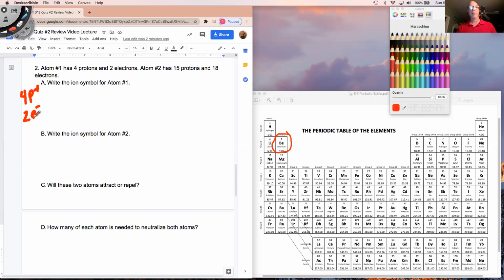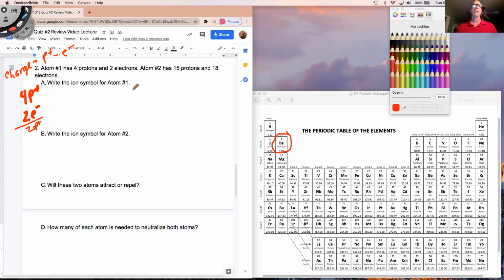And remember, the charge equals the protons minus the electrons. So the protons minus electrons equals 2. This is a positive number, so it's going to be 2 extra protons or an extra 2 plus charge. So we're working with beryllium.